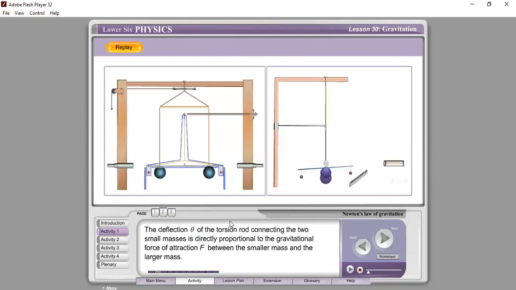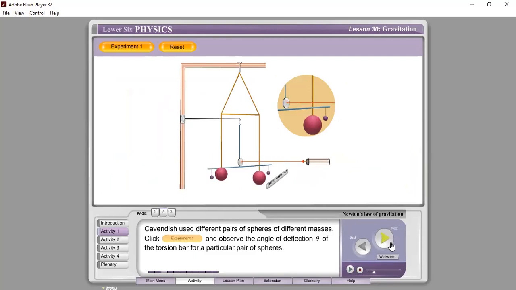This is part of the experiment apparatus. The deflection theta of the torsion rod connecting the two small masses is directly proportional to the gravitational force of attraction F between the smaller mass and the larger mass. Cavendish used different pairs of spheres of different masses. Click Experiment 1 and observe the angle of deflection theta of the torsion bar for a particular pair of spheres. This object has a very, very small mass, as light as polystyrene. When the two objects deflect each other, the angle is taken.